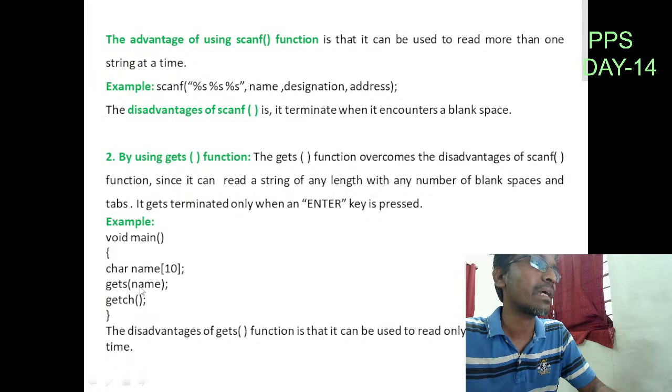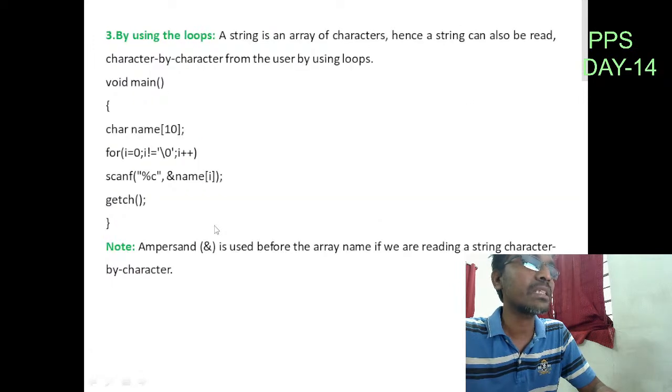So this drawback will be overcome by the scanf function. The scanf function can read multiple strings at a time, but the gets function reads only one string at a time. So that is the difference between the scanf function and the gets function. These are the two functions for reading strings.